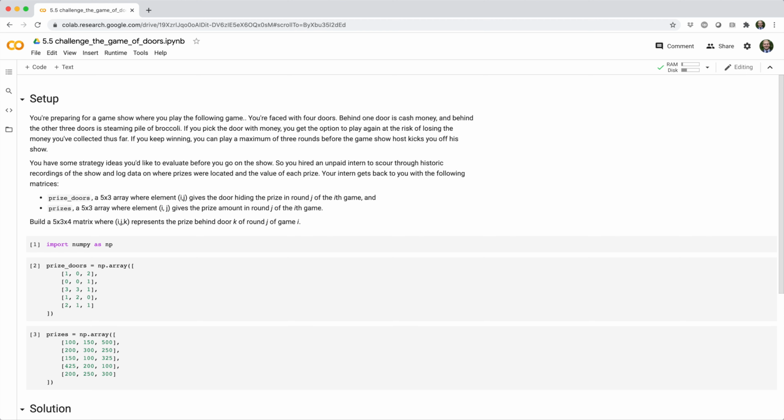Prize doors, a 5x3 array where element ij gives the door hiding the prize in the jth round of the ith game, and prizes, a 5x3 array where element ij gives the prize amount in round j of the ith game. Build a 5x3x4 matrix where ijk represents the prize behind door k of round j of game i.